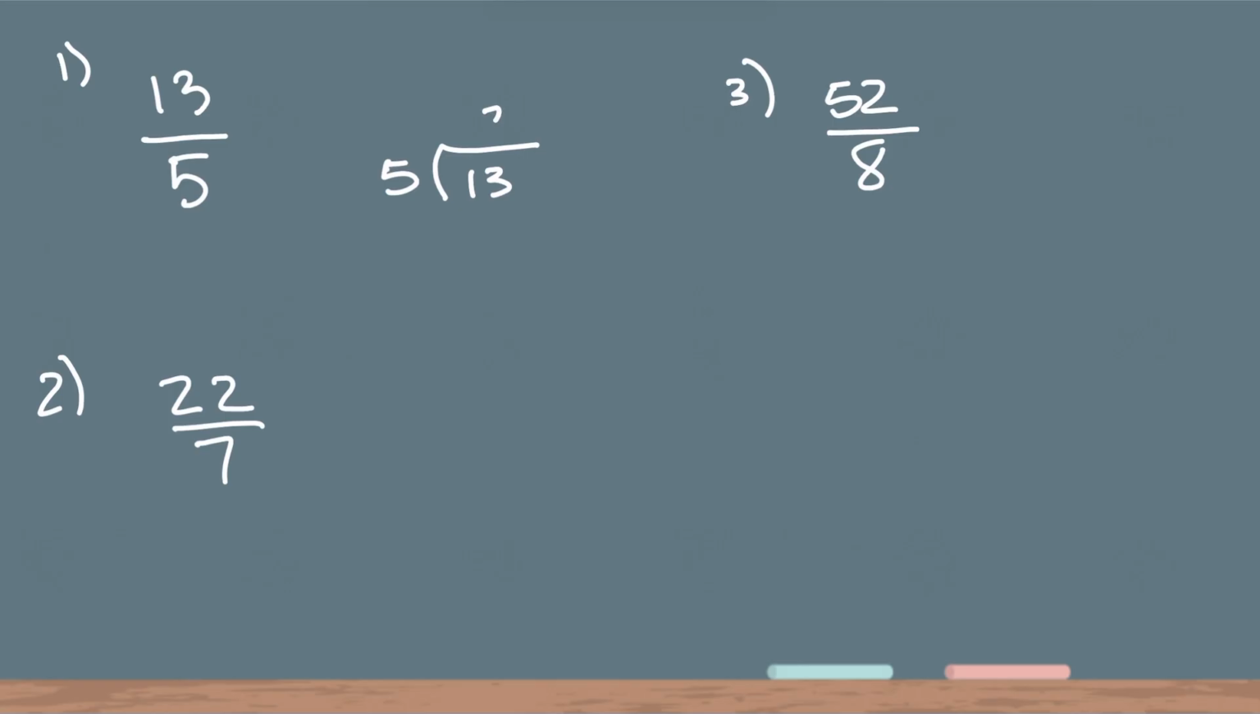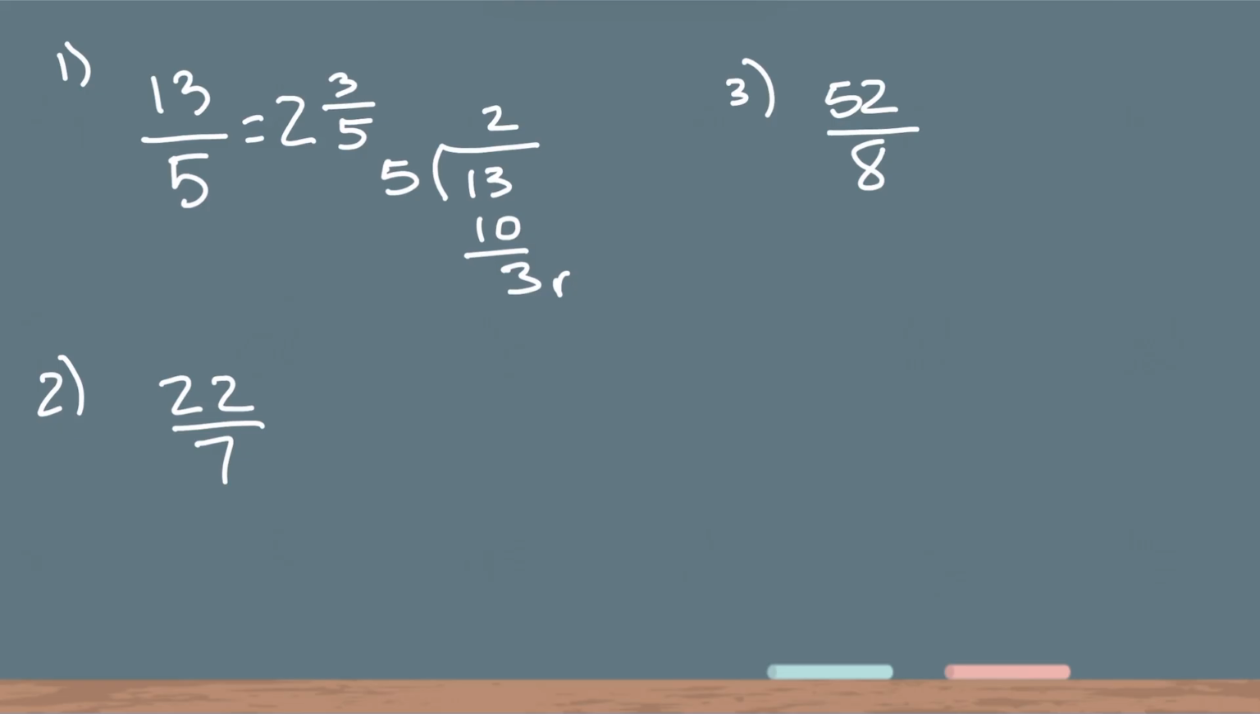In this case, it's 2. So if you take 2 times 5, that's 10, and you have a remainder of 3. So your 2 becomes your whole number, and then your remainder becomes your numerator, which is the top number, and then the bottom number remains the same. So you have 2 and 3/5 as your mixed number for the first problem.